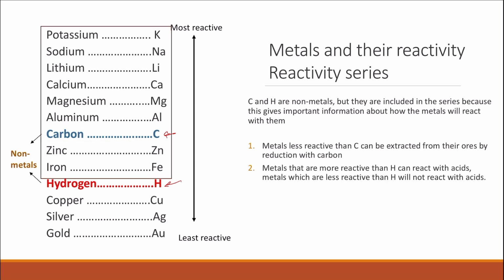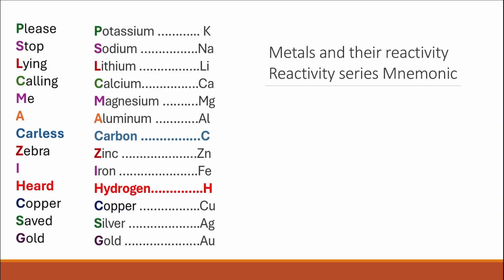The presence of hydrogen is quite important as well, because metals which are above hydrogen in the reactivity series are more reactive than hydrogen, meaning that they can actually react with acids to give the metal salts, and they will give hydrogen. So that determines the reactivity of the metal oxides towards carbon, and the reactivity of the metals towards the acids.